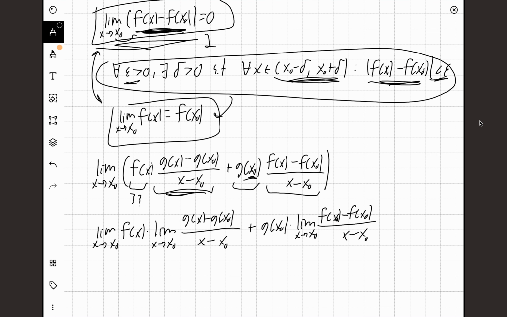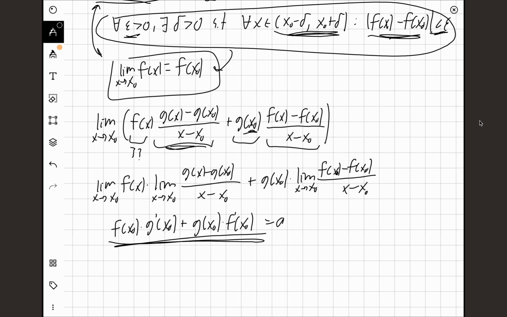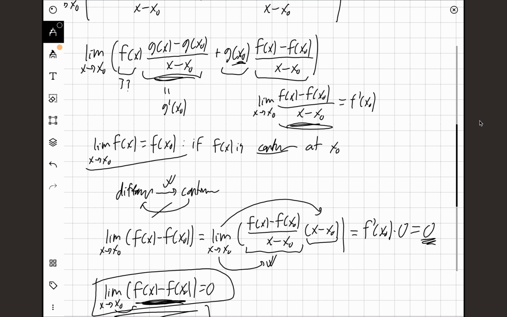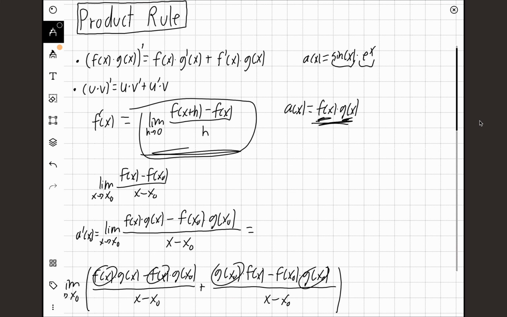And now we can see that this is just f(x0) times the derivative of g at x0 plus g(x0) times the derivative of f at the point x0. This is the derivative of our function a(x) at the point x0. So we just proved the product rule using the rigorous analysis definition. We're not assuming anything. We showed everything, and we saw why we needed the statements that f(x) is differentiable at x0 and why g(x) is differentiable at x0.